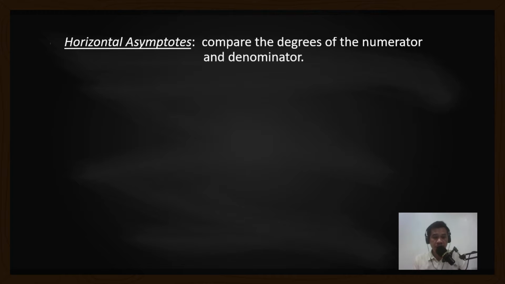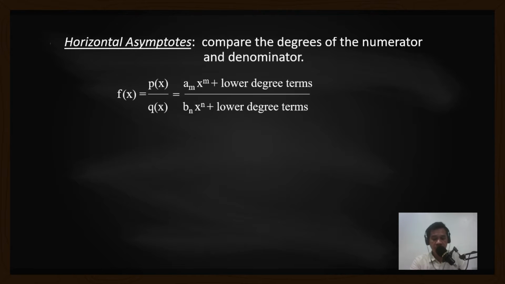To find the horizontal asymptote, simply compare the degrees of the numerator and denominator. Remember, in our definition, a rational function is in the form of p of x over q of x, and our p and q are polynomials. So if we're going to write that in standard form, our polynomial is in descending order when it comes to the exponent.